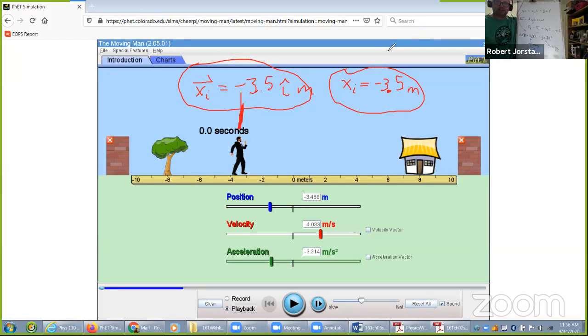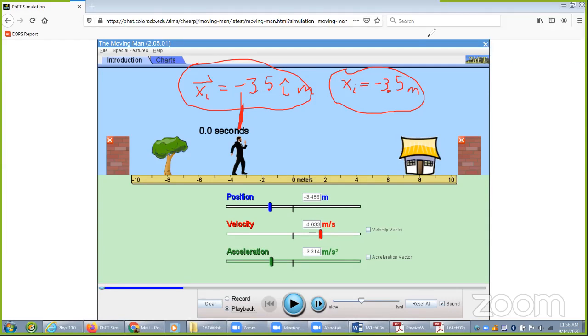Let me pause for a second and see if there's any questions about that. Any questions so far? You can just unmute or throw it in the chat either way. So both ways are fine? Yes. Both ways are totally fine.